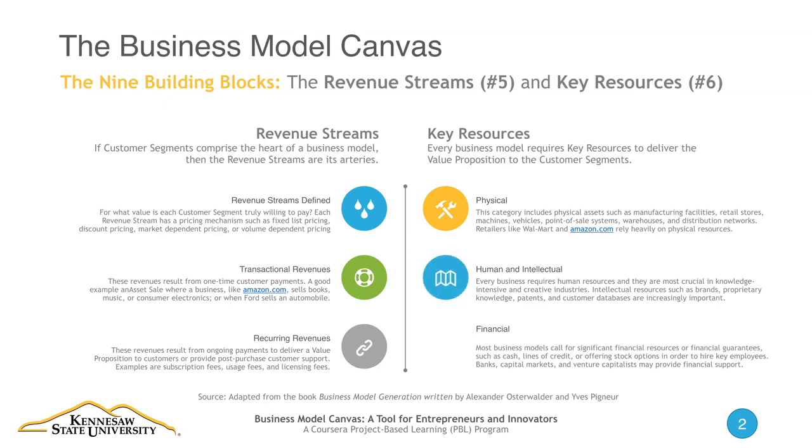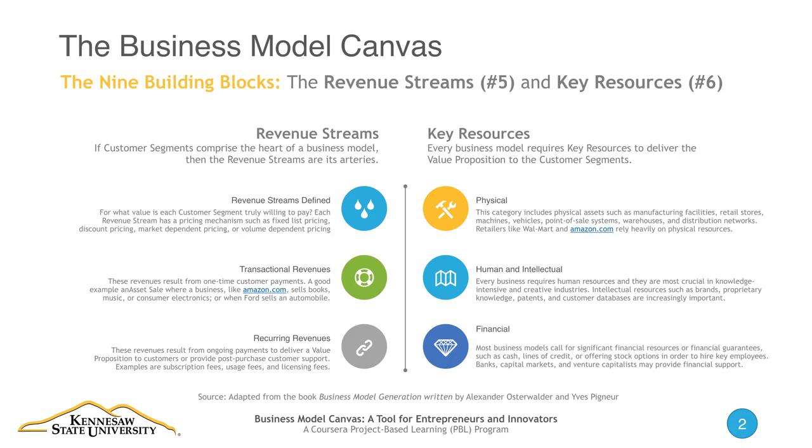The next category of key resources is human and intellectual. Almost every business requires human resources, and they are most critical in our new knowledge-intensive marketplace. Intellectual resources often include your branding, your proprietary knowledge, also known as intellectual capital, and patents and customer databases are also examples of human and intellectual resources.